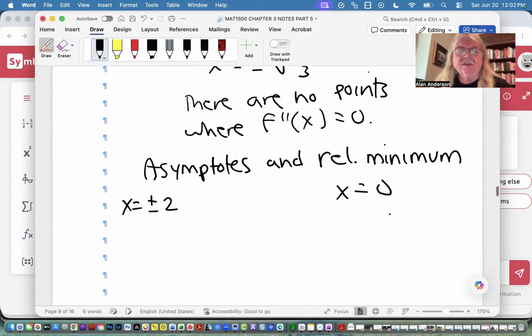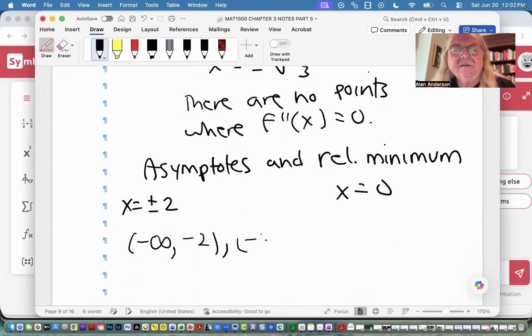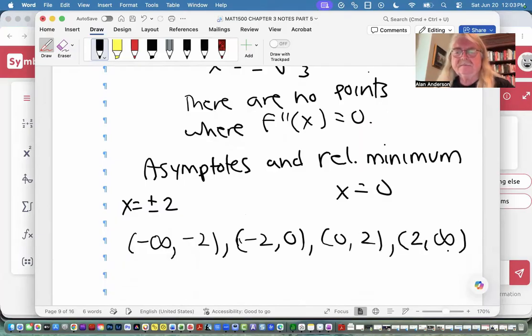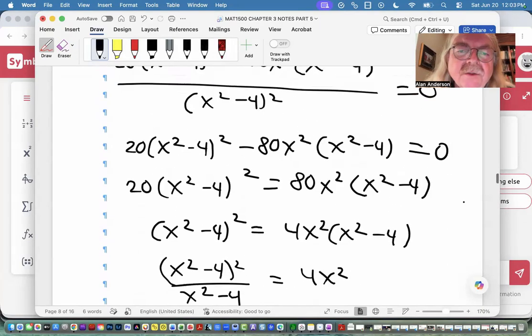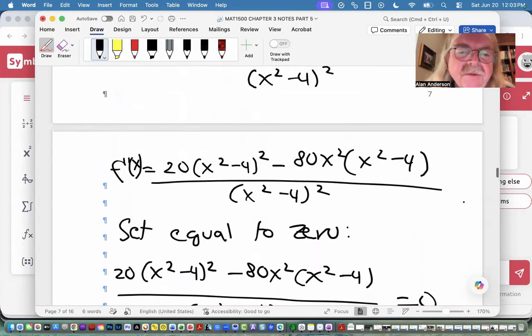So the intervals, actually it's going to be more than three intervals. It's going to be negative infinity up to negative 2, negative 2 to 0, 0 to 2, and 2 to positive infinity. Okay, now, so the second derivative is up here somewhere. Yeah, look at this mess.